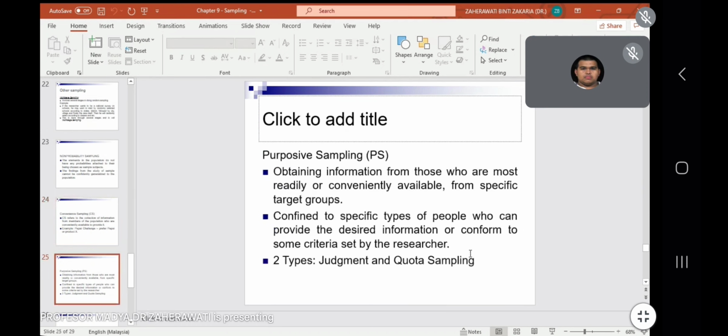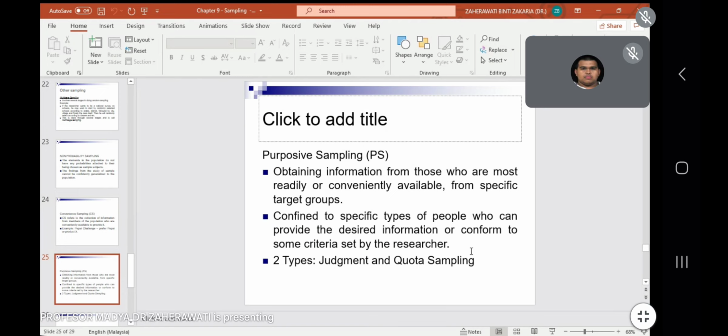Okay, the next one is again popular, and one of the techniques that I prefer and encourage all of the students to use: purposive sampling. It means that we choose this technique for whoever is a respondent that fulfills the criteria. That's the purpose of purposive.